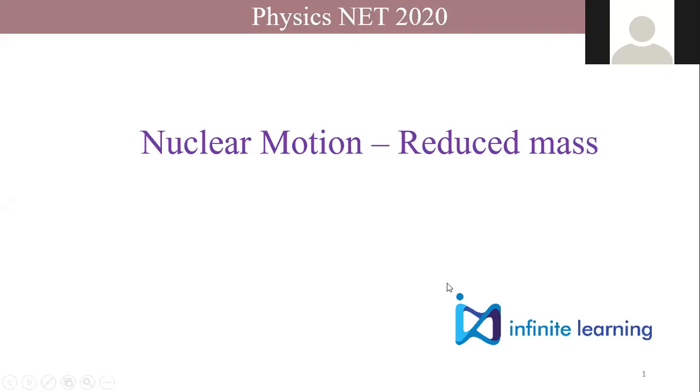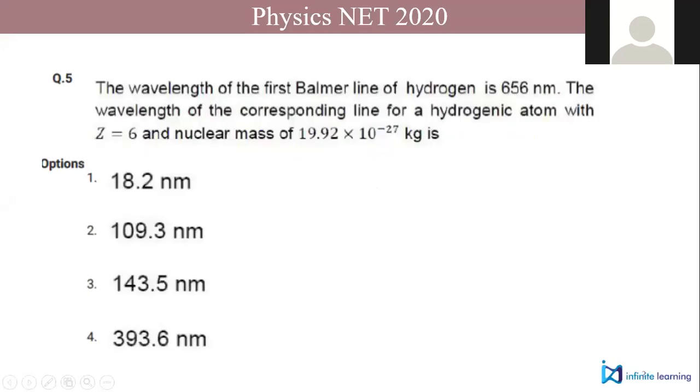Okay, the problem is clear. It's about nuclear motion and reduced mass. Now this is the problem. The wavelength of the first Balmer line of hydrogen is 656 nanometer. The wavelength of the corresponding line for a hydrogenic atom with Z equals 3 and nuclear mass is given in kg. So you are given the wavelength for Balmer's first line. You have to find the corresponding line for a hydrogenic atom.